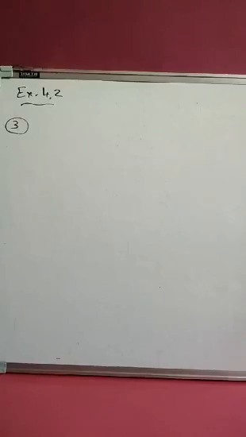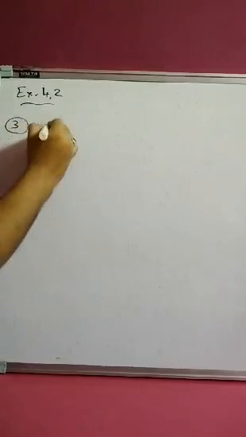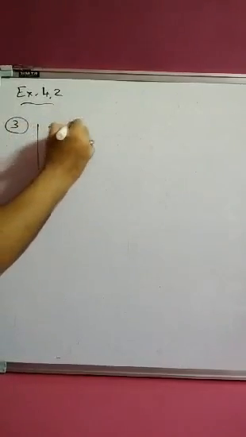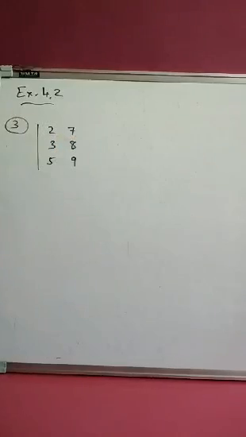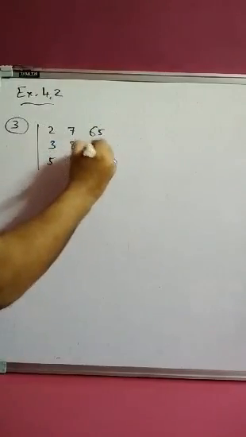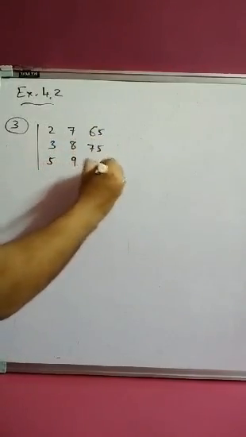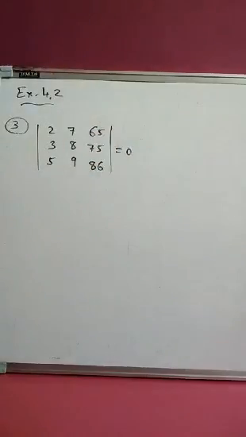In question number 3, we are going to do the same question using properties of determinant and without expanding. We have to prove that the determinant with rows 2, 3, 5; 7, 8, 9; 65, 75, 86 is equal to 0. Okay, now we want to prove it, right?